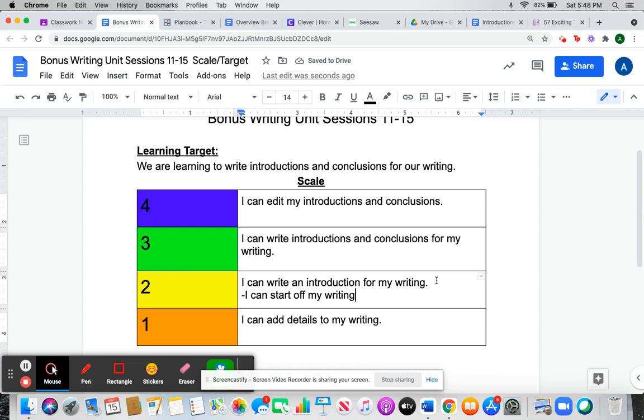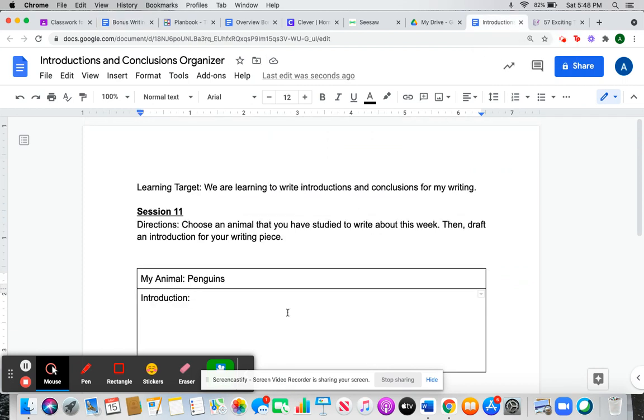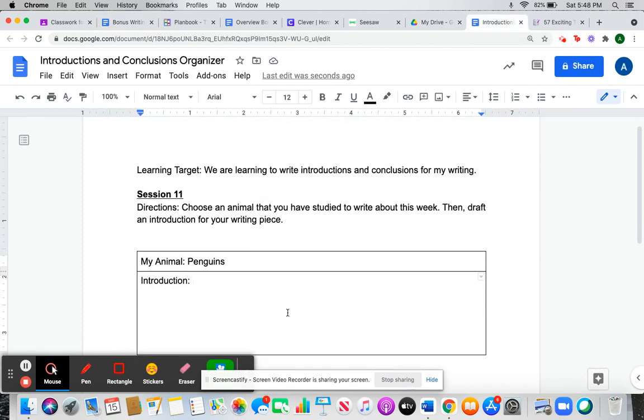Right, when we introduce something, we kind of set the table. We get our reader ready. So I can get my readers ready to read my piece. Okay, so I want to write all about penguins this week. So in order to introduce, I'm trying to think, how will I get my readers ready? And I'm just going to start typing, okay?